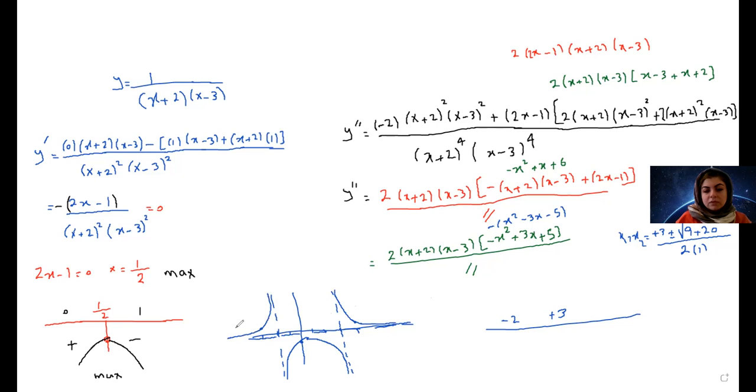The concavity below -2 is concave up, after 3 is concave up, between -2 and 3 is going to be what? Concave down. So this is how you graph it. And if I ask you to show the interval of concavity, you have to show it to me like that.